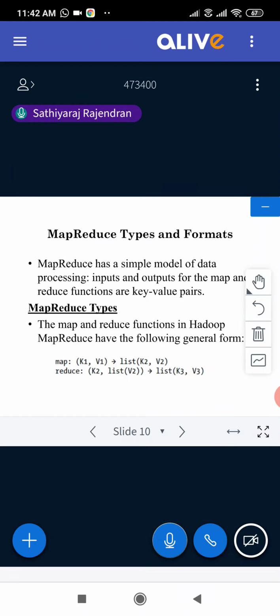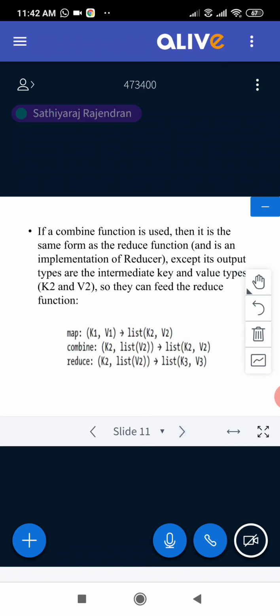If I take universities in Karnataka or universities in Bangalore, the key will be university, but if you look into the values, you can see different ones, the number of universities in Bangalore and Karnataka. That is key and value, and that's why it is written as K2 comma list of V2, which implies list of K3 comma V3. And when I talk about the combine function, the combine function is the one which acts in between the map phase and the reduce phase.